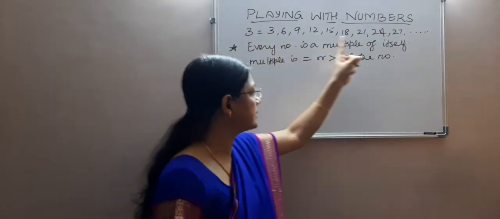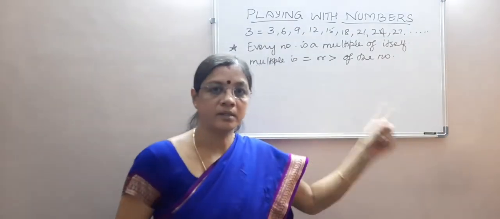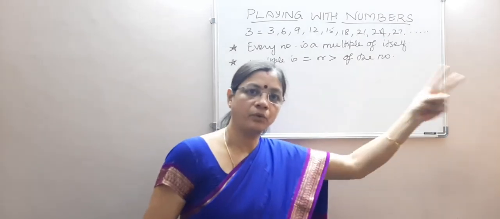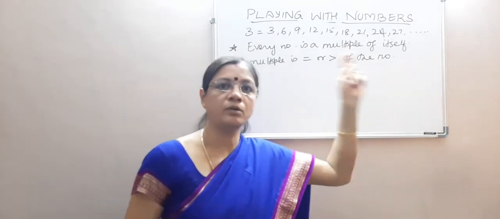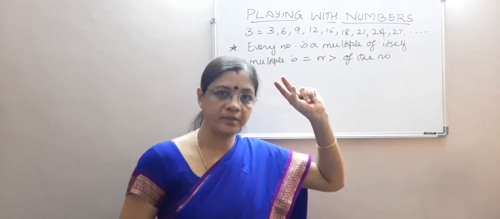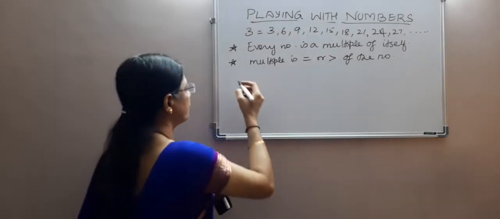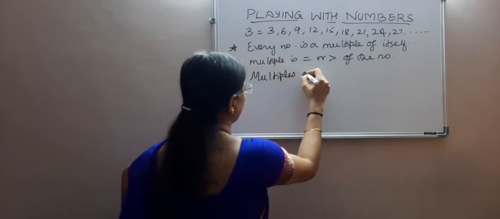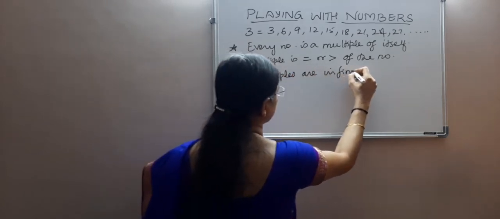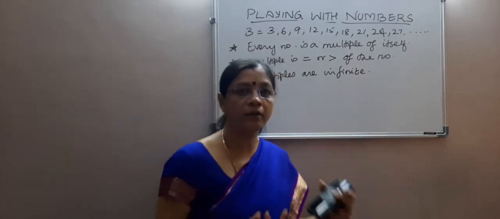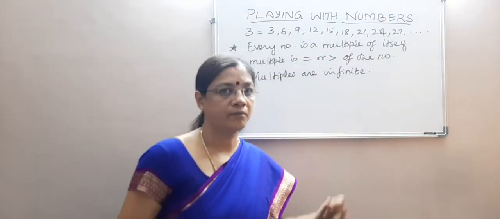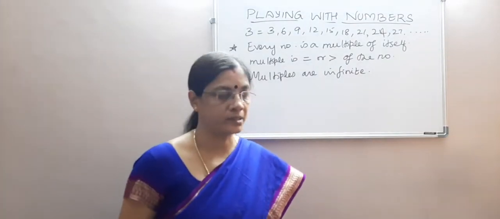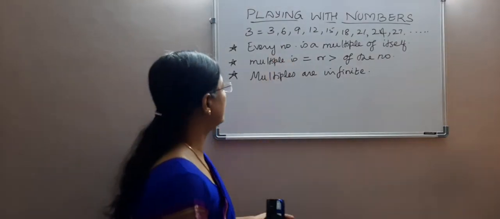Now, does the list end somewhere? Does the multiple of 3 end somewhere? As the number goes up to infinity, the multiples are also endless, isn't it? It goes on. So the list of multiples are infinite. They don't end somewhere. They go on as the numbers go. So these are the multiples.